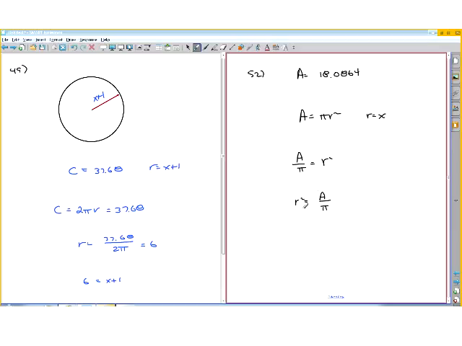I always like to have the thing we're trying to figure out as the solution. And so r is equal to plus or minus the square root of a over pi. We take the square root of r squared to get r, but we always have to put the plus and minus in there. Now, of course, the radius is never going to be negative, so we know that it has to be the positive square root.